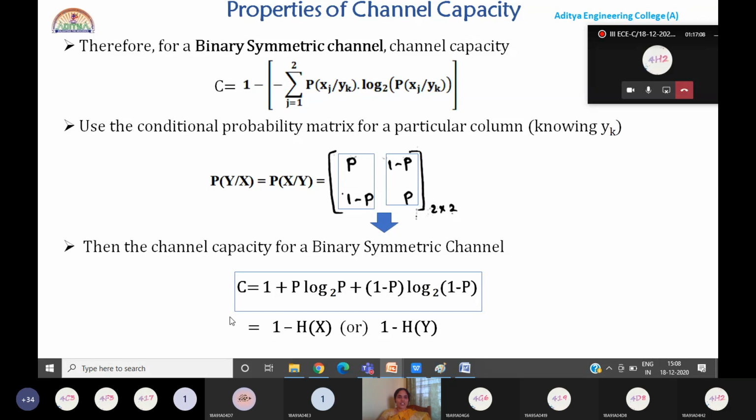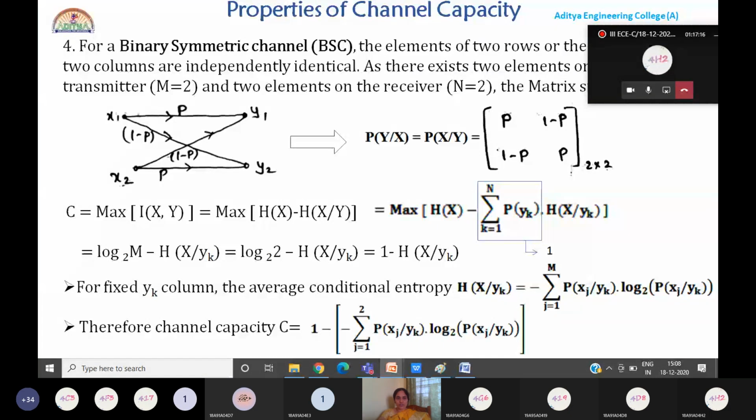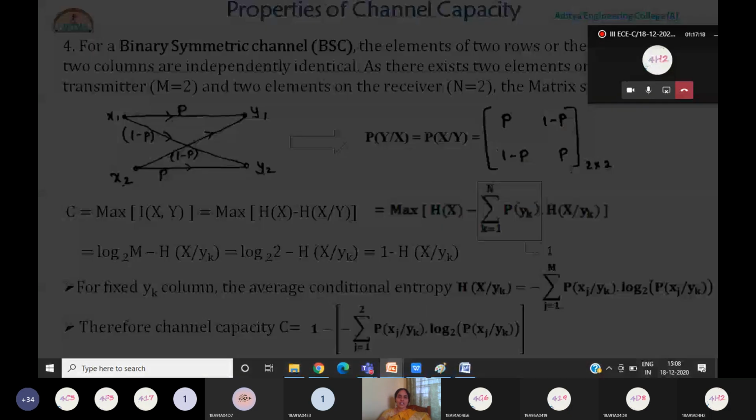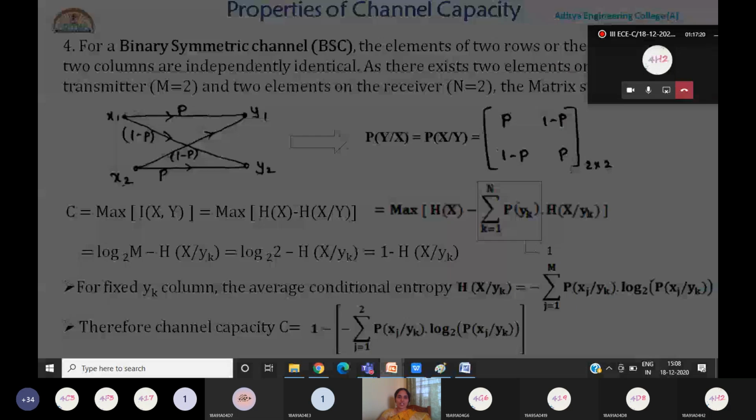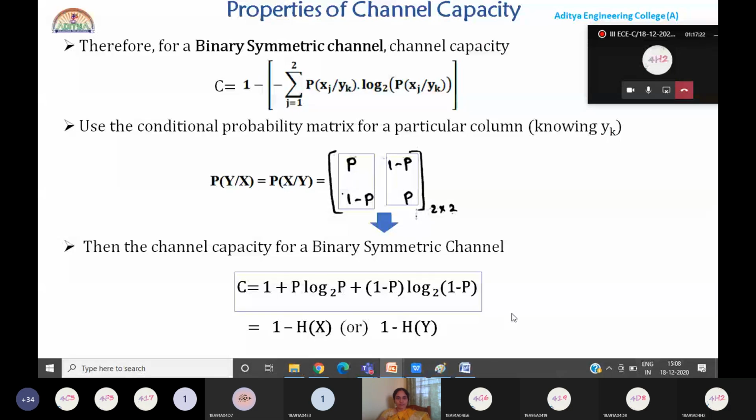So finally we obtained the channel capacity for binary symmetric discrete channel is 1 minus either h of x or 1 minus h of y. Okay. Please remember these expressions.